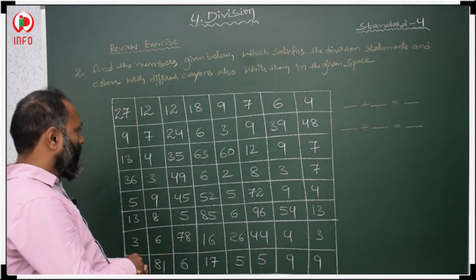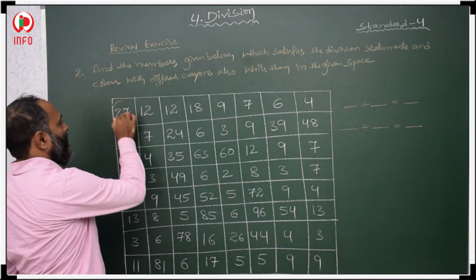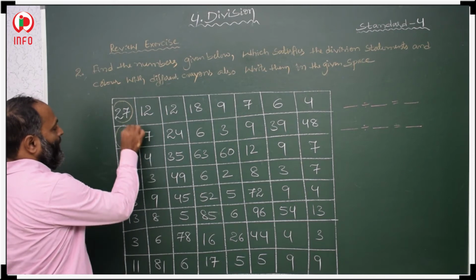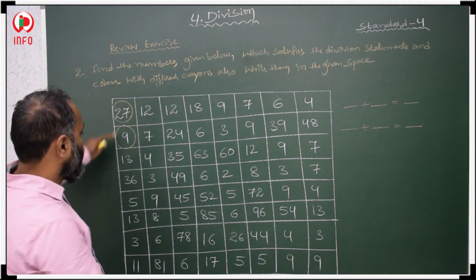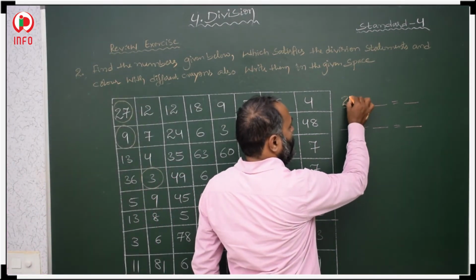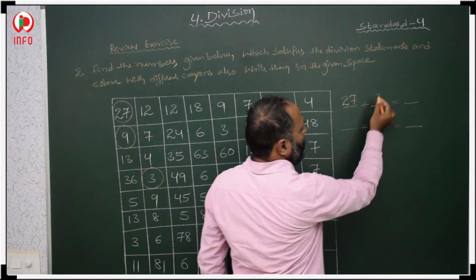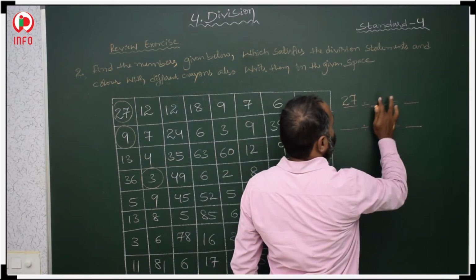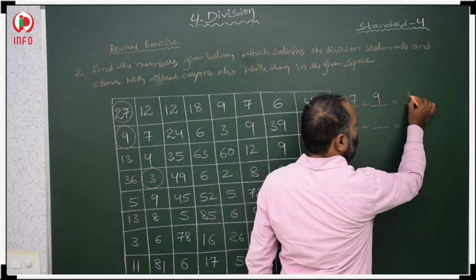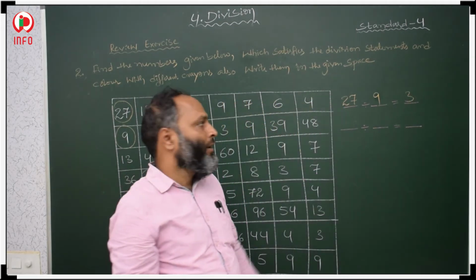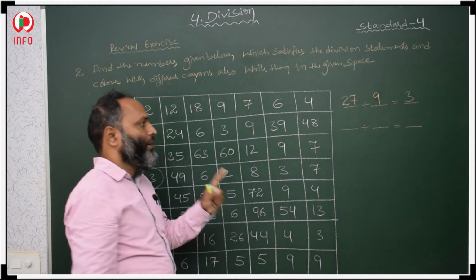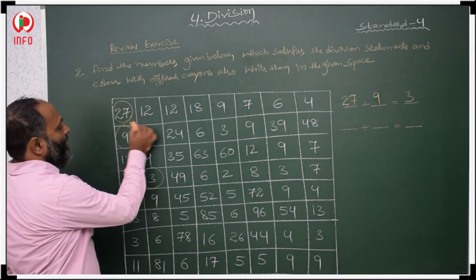So here, 27, I want to take as the first number. 27 divided by 9. So 9 3s are 27, so 3 will come. It means I want to write it like this: 27 divided by 9 is equal to 3. This is my first statement. Why? Because 9 3s are 27. So now 27, 9 and 3, we have to color like this.